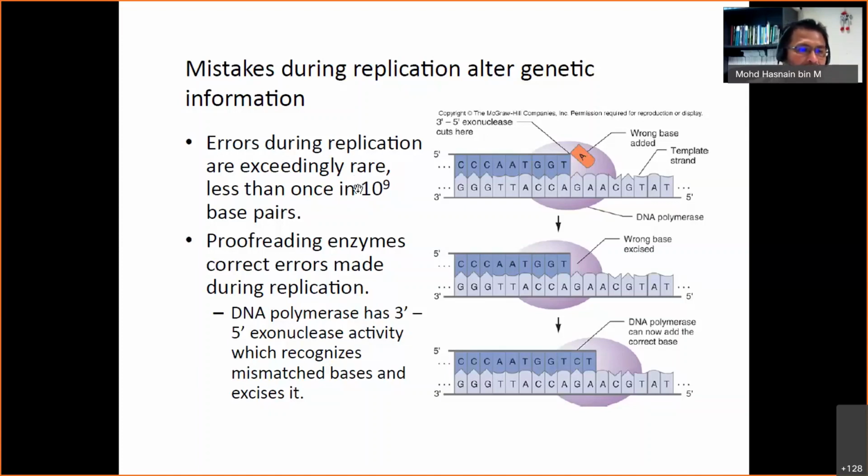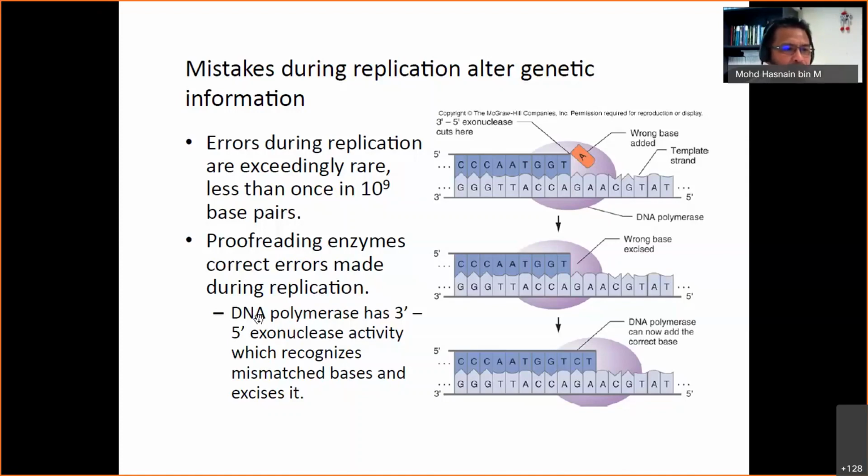Why is that? Because of the process of repairing, what you call proofreading, that is being done. So after proofreading, that is why there is one mutation every 1 billion base pairs, which is very rare. Okay, so why do you get only one every 1 billion? Because proofreading enzymes make corrections for the others. Okay, they correct errors made during replication.